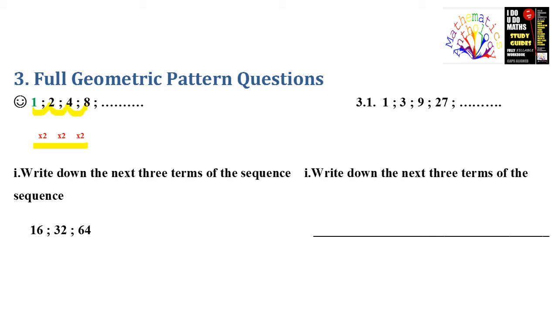So the first question, write down the next 3 terms of the sequence. So that would be 8 times 2, which would give me 16. 16 times 2 would give me 32, and 32 times 2 would give me 64. Those are my next 3 terms of the sequence.